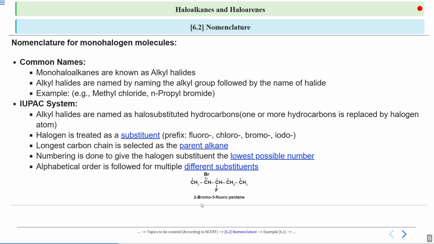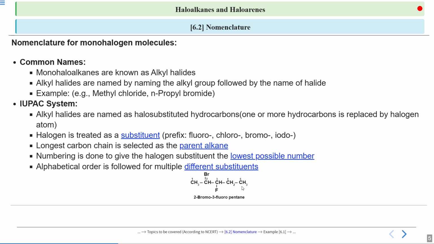For example, you have been given the structure of 2-bromo, 3-fluoro, pentane. Pentane means 5 carbons are present in our longest carbon chain. First of all, you have to select the longest carbon chain, which we have selected here from C1 to C5. Then you do the numbering in such a way that the bromine and fluorine carbons get the lowest possible numbers.